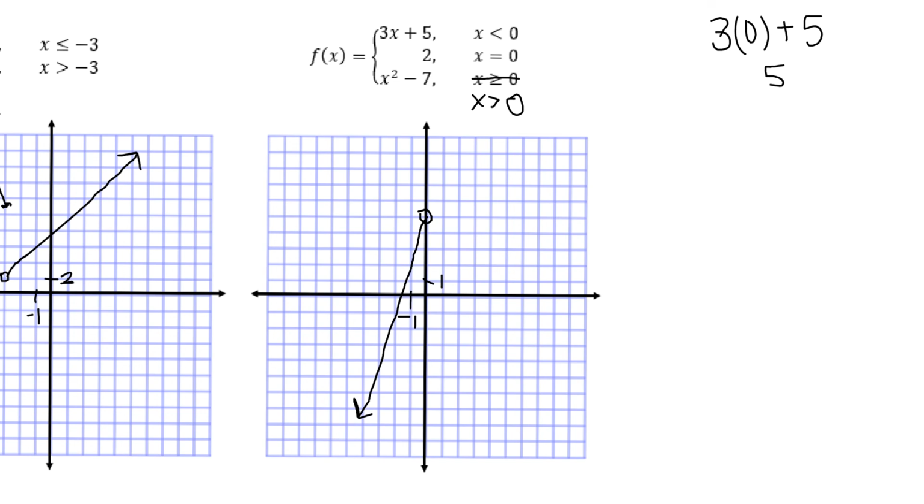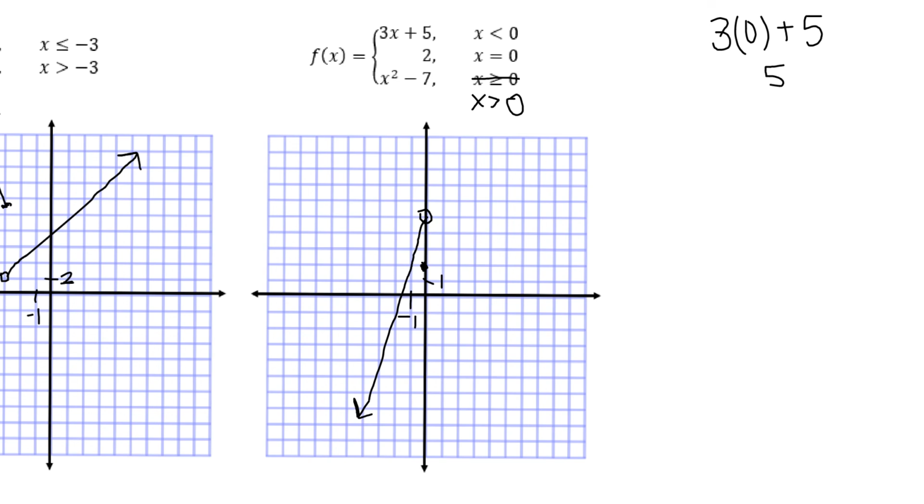Next, I want to graph the function f of x is 2 for x equal to 0. Since f of x equals 2 would be a horizontal line going through 2, I'm going to put a point at 0, 2, because it's only defined at that one point. And because we're talking about equal to 0, it's going to be a closed circle. So you can have a point in a graph for a piecewise function.